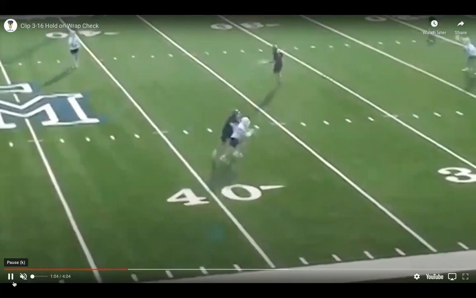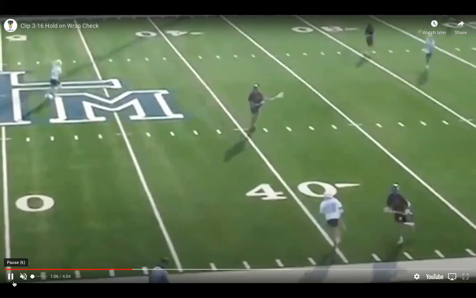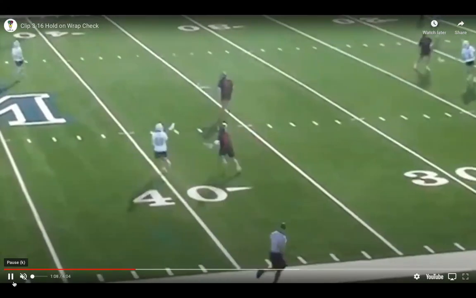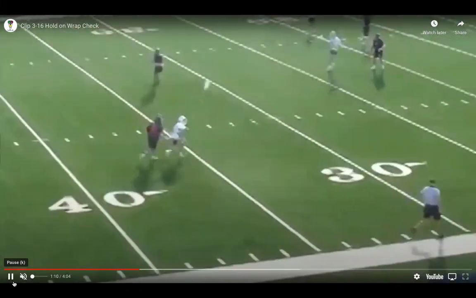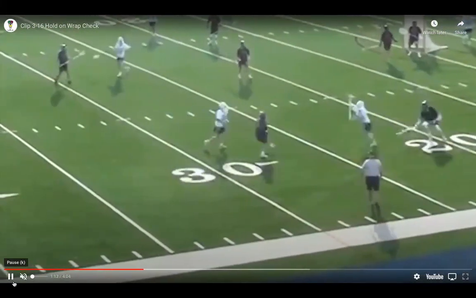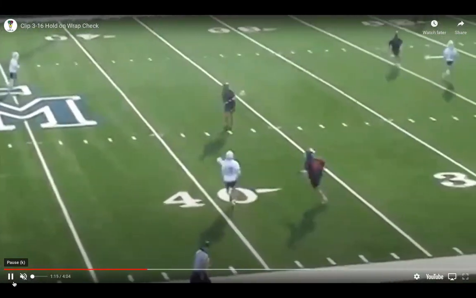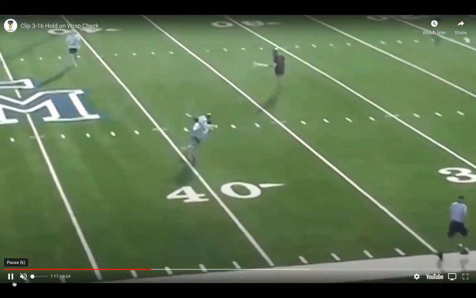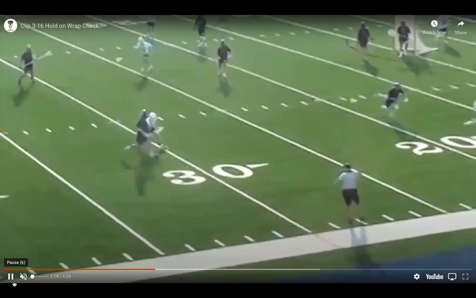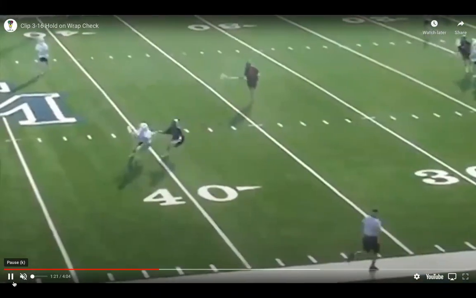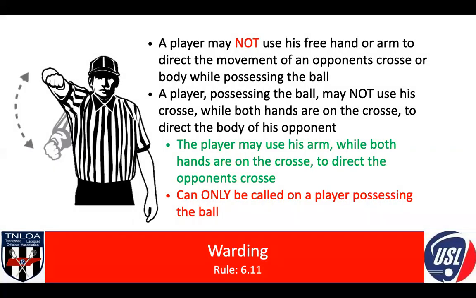Now, I did have a newer official in the state ask me, if a player uses his free hand on the field, wouldn't that be illegal touching? Illegal touching, the technical foul, goes for touching the ball, not for touching a player. Using the free hand to gain an advantage is a hold foul.